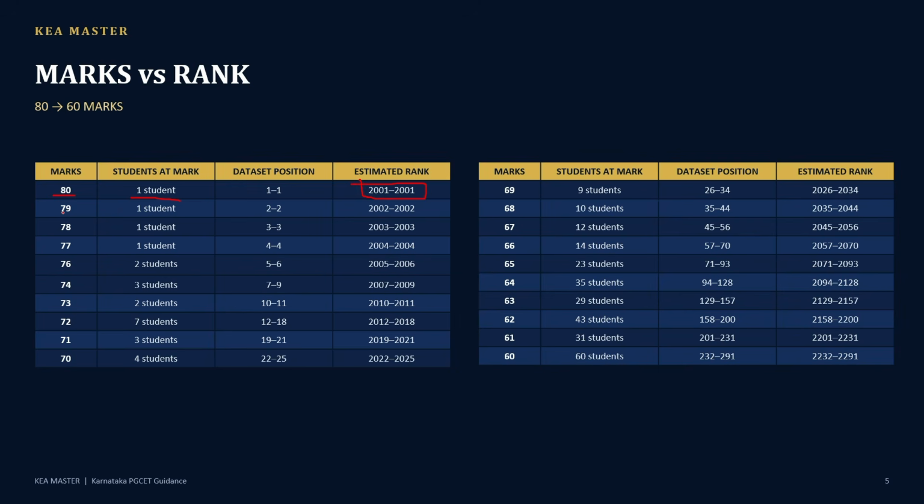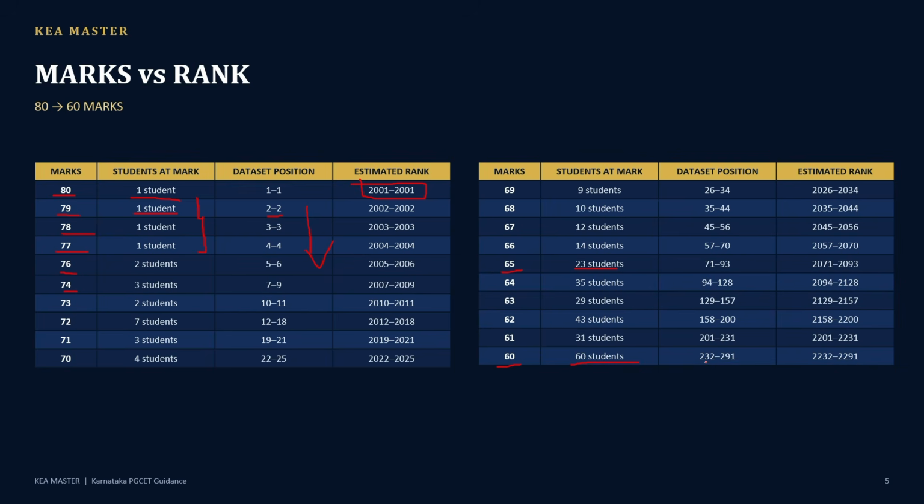Then we have one student each at 79, 78 and 77 marks. At 76 marks, there are two students, so their position is around 5 to 6. As we move down, the number of students at each mark starts increasing. For example, 70 marks has 4 students, 69 has 9 students, 68 has 10 students and 65 has 23 students. Finally, when we reach 60 marks, there are 60 students with 60 marks.